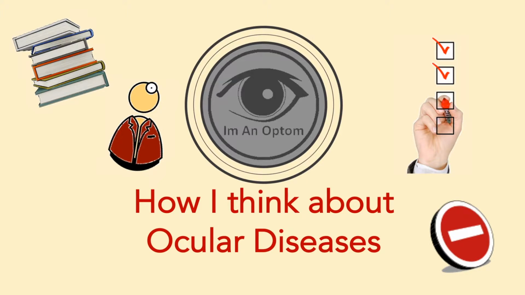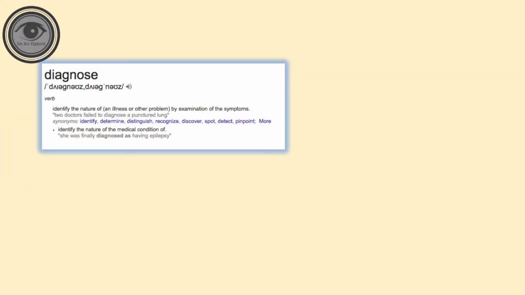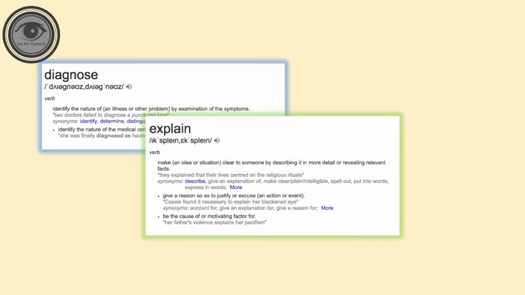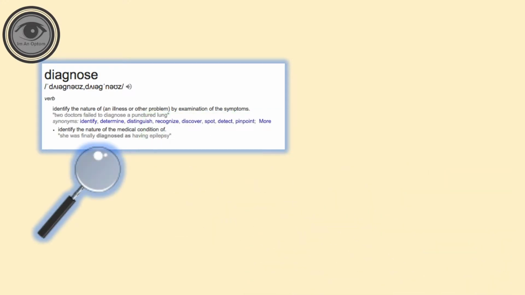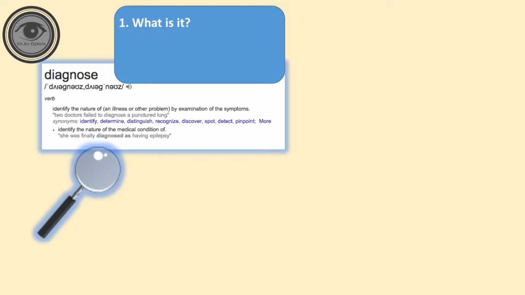Let's get started. As with any disease, you need to be able to diagnose it, explain it to your patient and answer any questions that they've got, and manage it appropriately. When you're diagnosing something, you need to know three main things. Thing number one is, what is the condition? So you need some background information on it and what ocular functions it affects, etc.